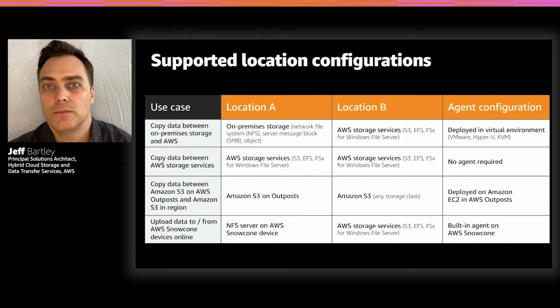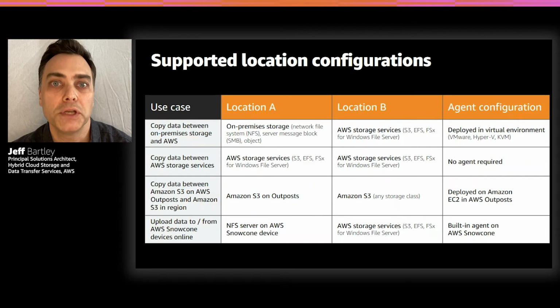And as we've already seen, there's a number of ways to deploy and configure DataSync. And so the first is when you're copying data from on-premises up into AWS. I mentioned on-premises, we support NFS, SMB, or object storage systems using the S3 API. And you can copy that data up into AWS to Amazon S3, EFS, or FSx for Windows File Server, and utilize agents to connect to your on-premises storage systems.